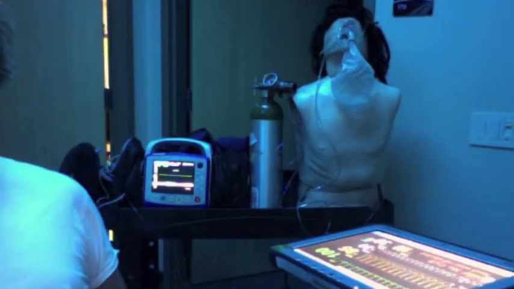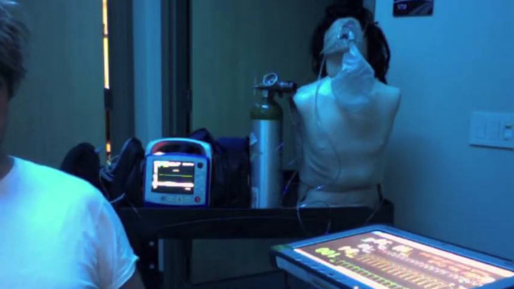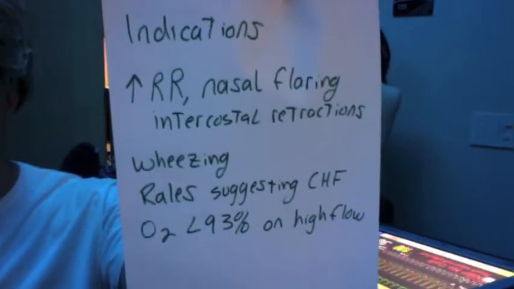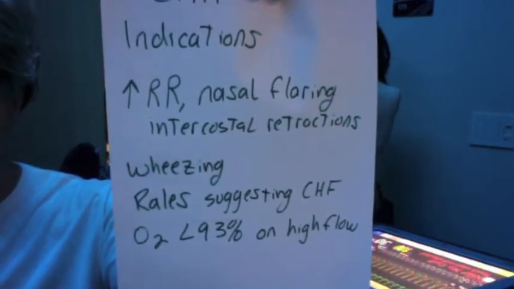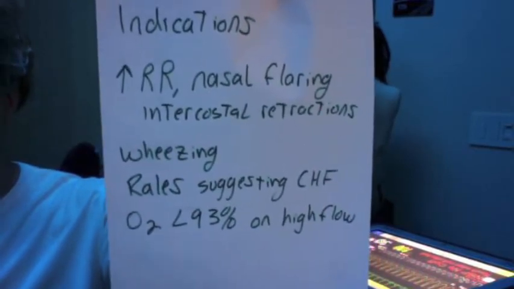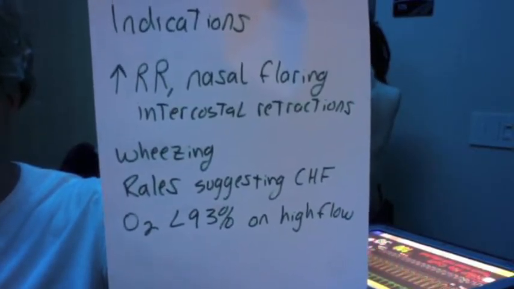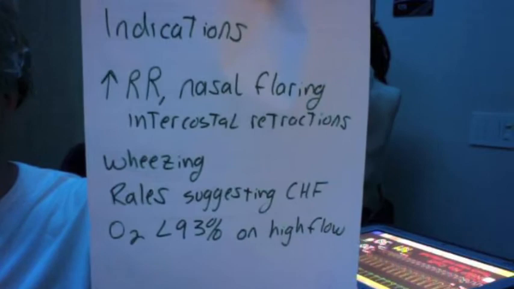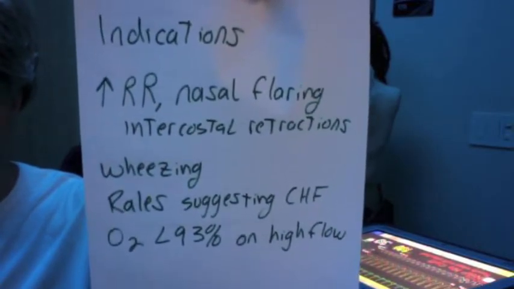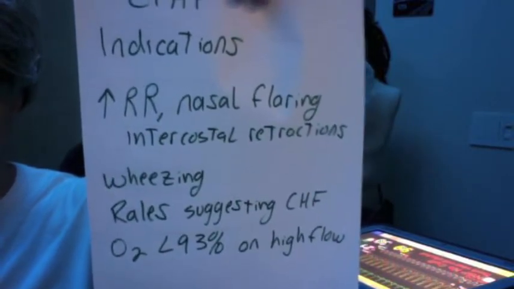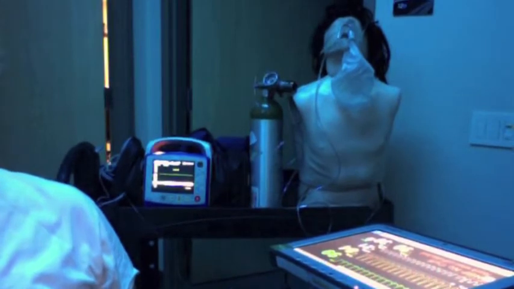Okay, we have a respiratory patient who is really sick and requires CPAP. Some of the indications for CPAP: increased respiratory rate, usually over 25, obvious nasal flaring, intercostal retractions, possibly wheezing if it's an asthmatic. We have rales that suggest CHF. We also have our COPD patient, pulmonary edema, which would again be rales, and an O2 saturation under 93% on high flow oxygen.